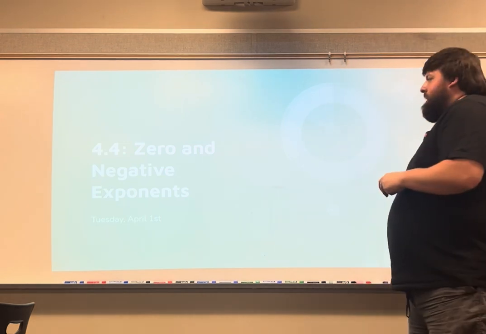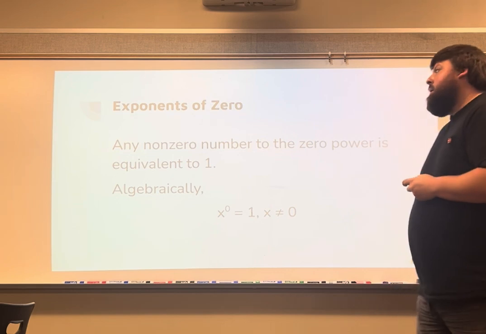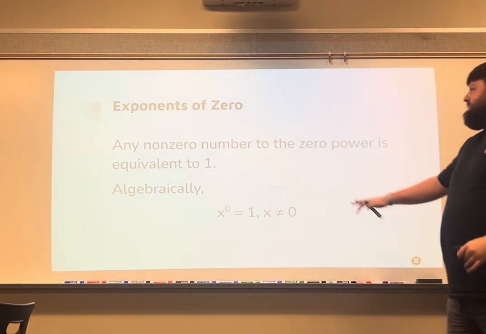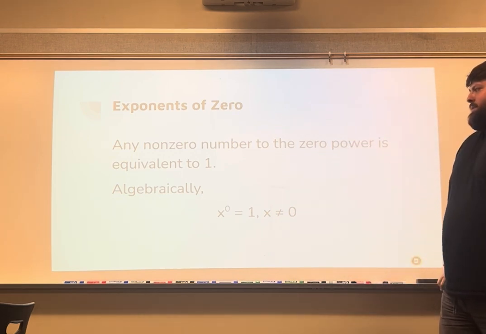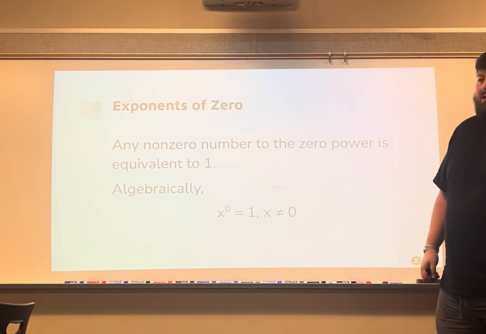The easiest one is exponents of zero. Our rule for zero exponents is any non-zero number to the zero power is equivalent to 1. Algebraically, that means x to the 0 is equal to 1, where x doesn't equal 0.